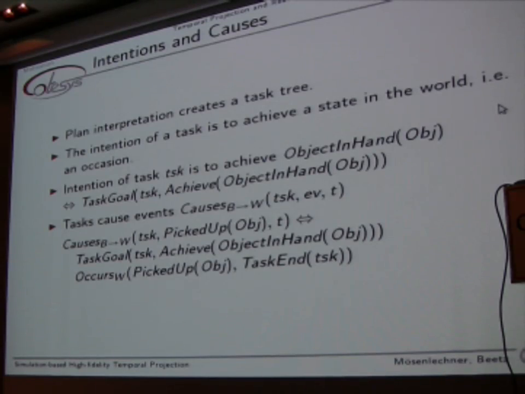As already mentioned, plan interpretation creates a task tree. The intention of a task can be inferred from when specifying a plan. It's basically, a plan is a control program, but with additional information. And this additional information contains the intention of this specific task.